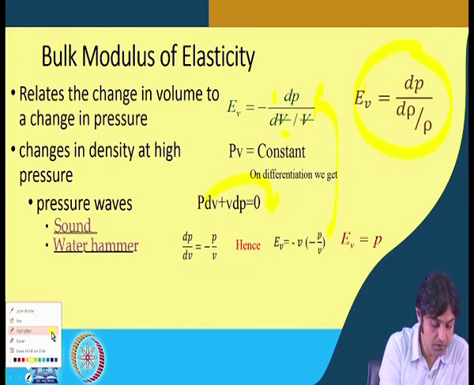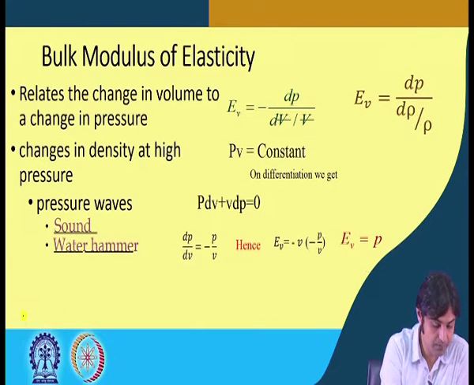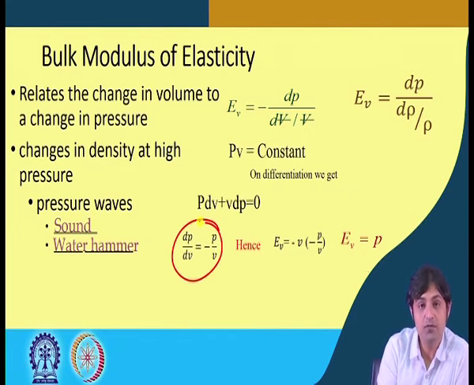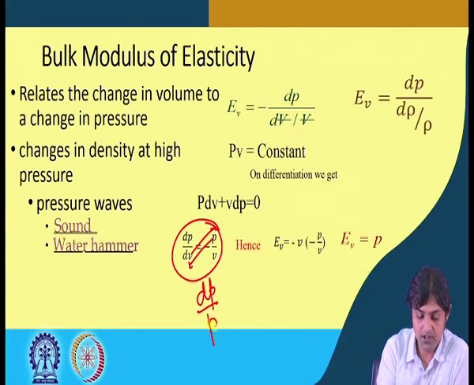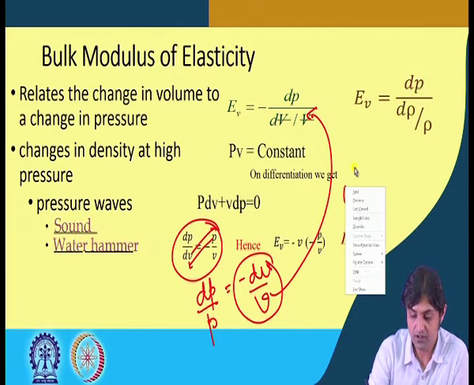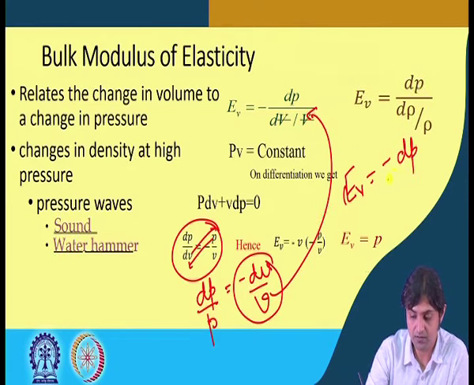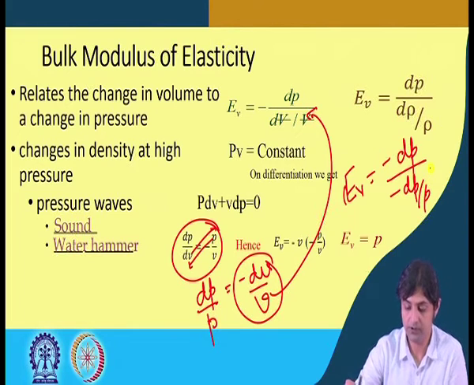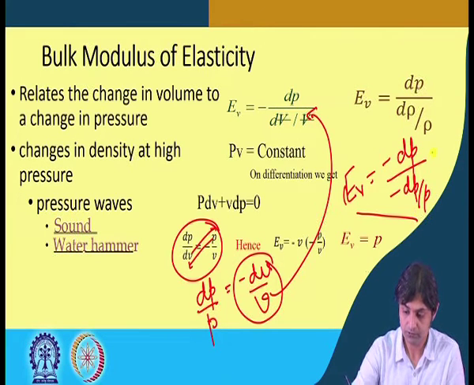So if you see this equation, dP by dV is equal to minus P by V. If you bring P on this side and dV, it's dP by P is equal to minus dV by V, and this minus dV by V comes here, and therefore E_V can be written as minus dP over dV by V, which is written as minus dP by P. So this becomes pressure.